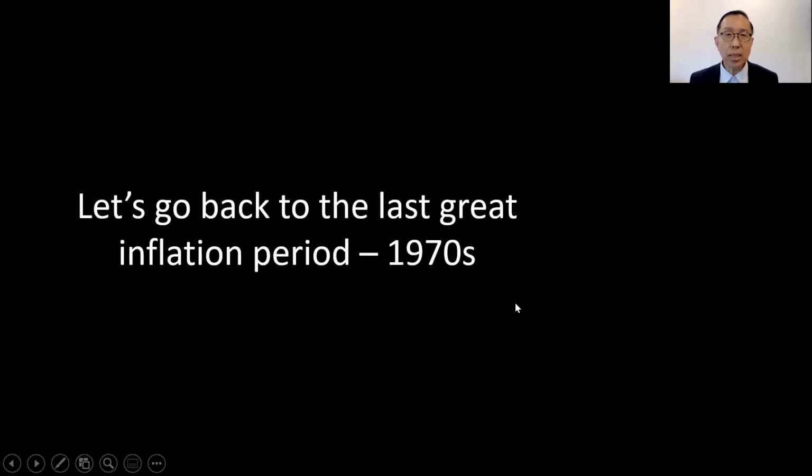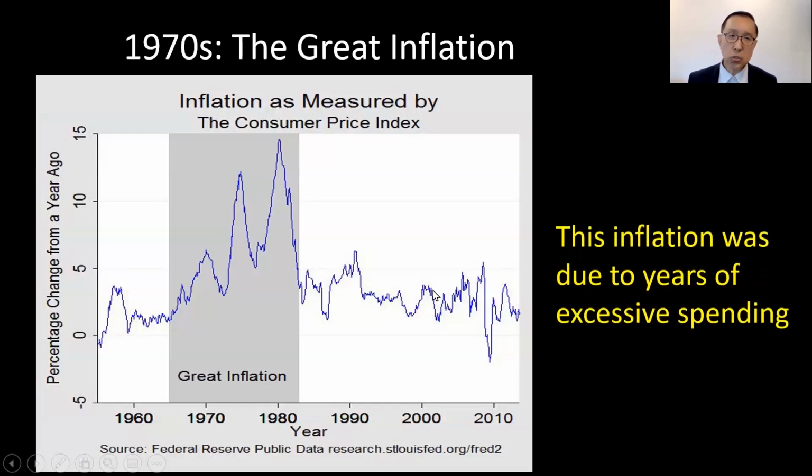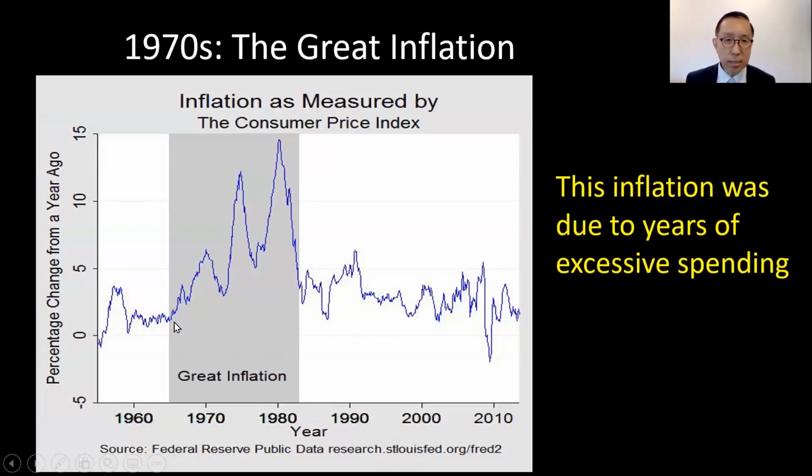Let's go back to the last great inflation period. This is the 1970s. This chart shows you the inflation that began in the mid-60s. This is for America, and it peaked in 1980. The cause of this inflation was excessive spending.